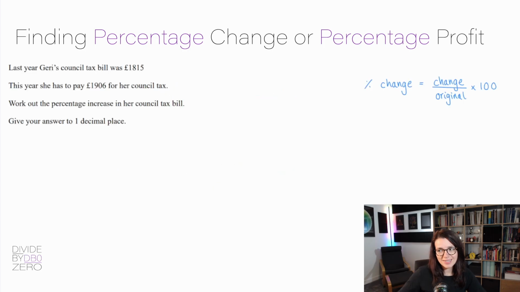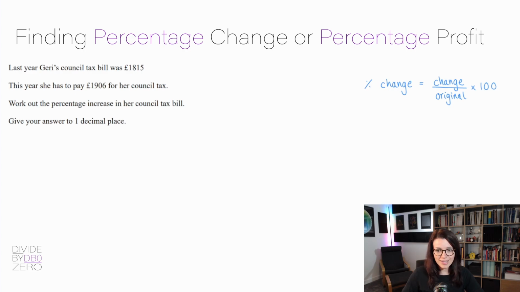So starting with percentage change, that equals change divided by original times by 100. In this example, it says last year Jerry's council tax bill was £1,815. This year she has to pay £1,906 for her council tax. Work out the percentage increase in her council tax bill. Give your answer to one decimal place.